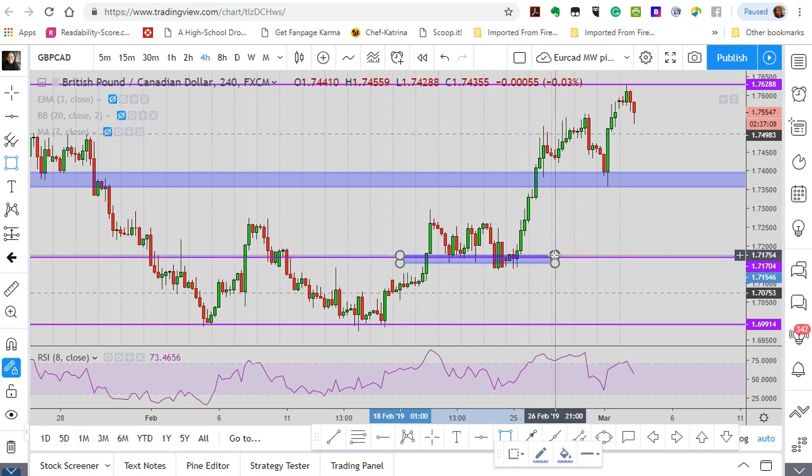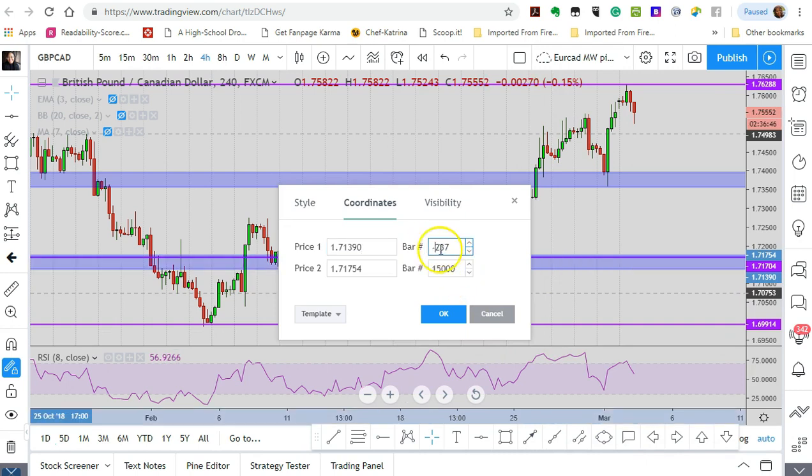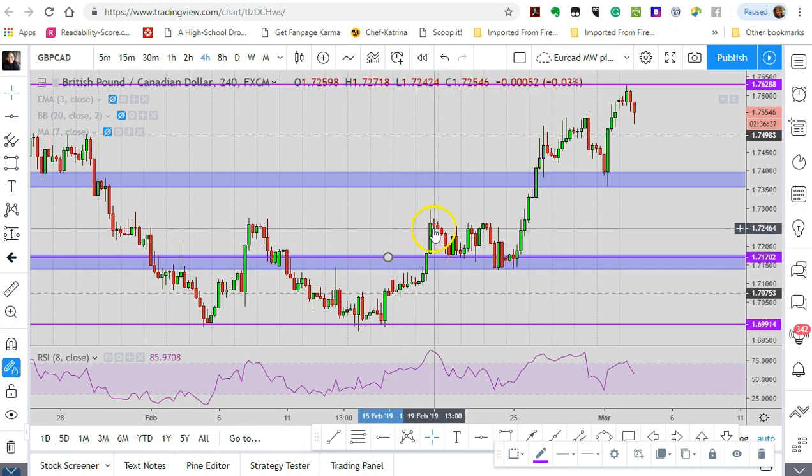I like this one. Actually, I'll take this whole little bit right here because this wick just goes past, starts at the same spot, but it goes a little bit past. So I'll take that spot. Remove the horizontal line. Got the zone now.